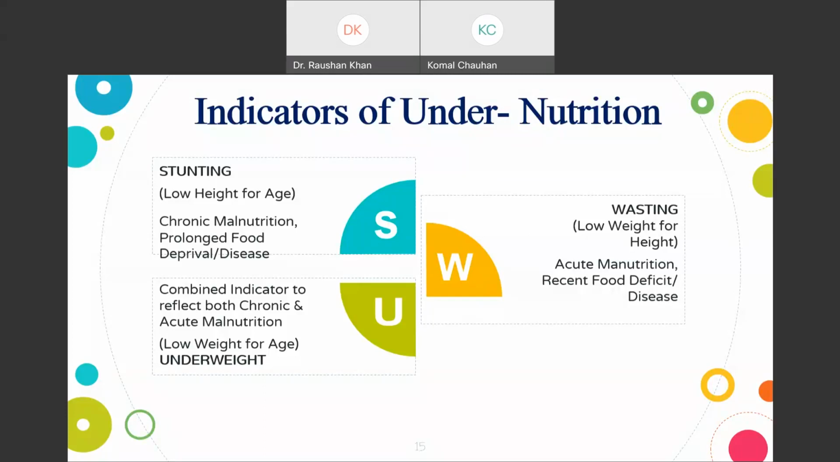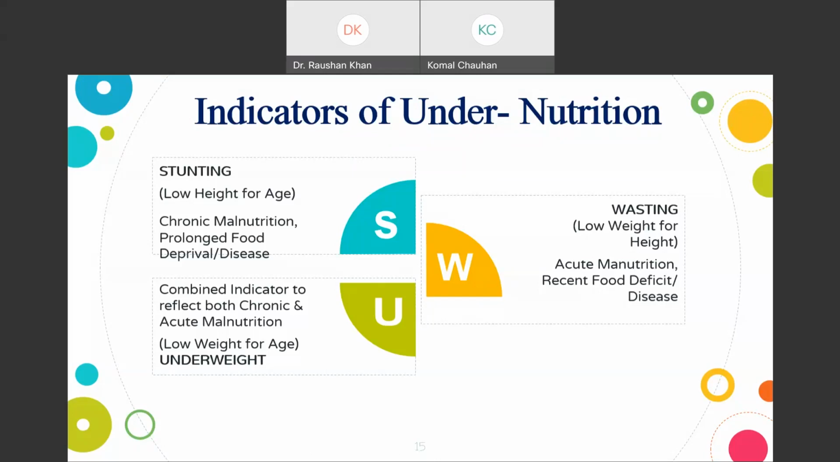Then let's move to wasting. Wasting is low weight for height. It is when the weight of the child is not as per the height. It is also seen in case of acute malnutrition and recent food deficit or disease.